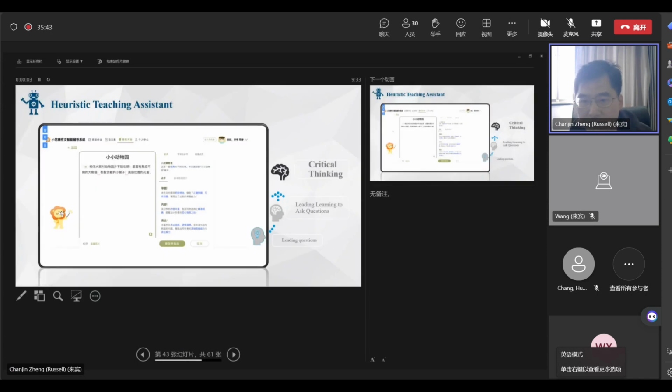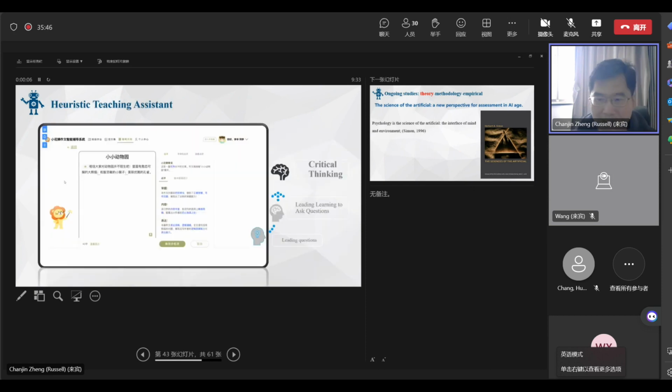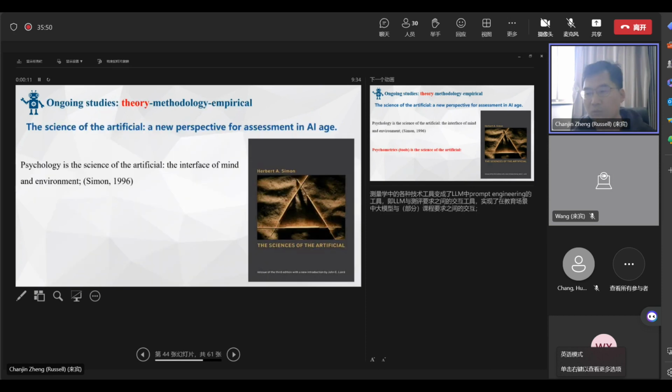So let me summarize this. What we have done is combine what we have learned in assessment and plug it into the large language model, whether for the scoring algorithm or for feedback generation. We have several different directions for our ongoing studies involving theory, methodology, and empirical studies.